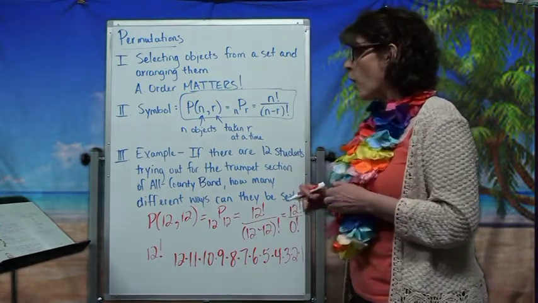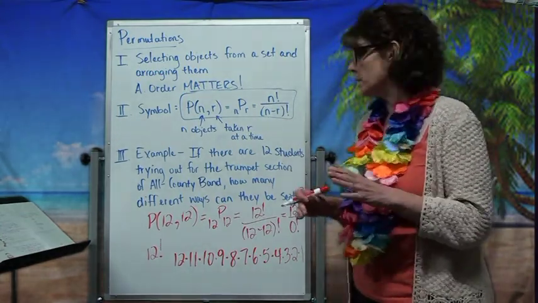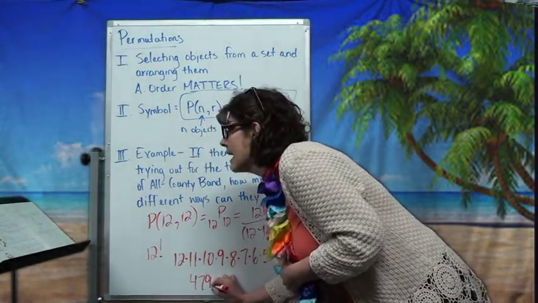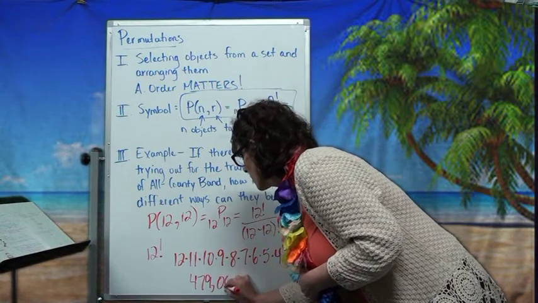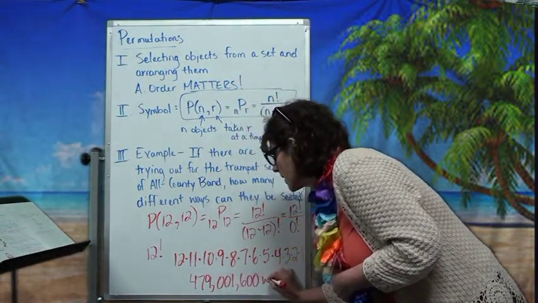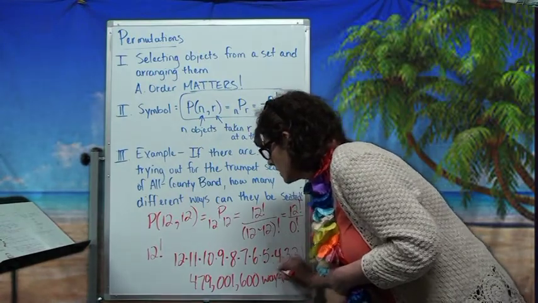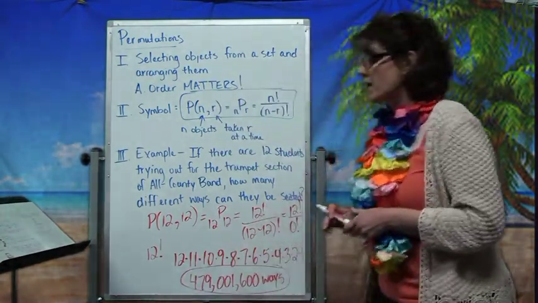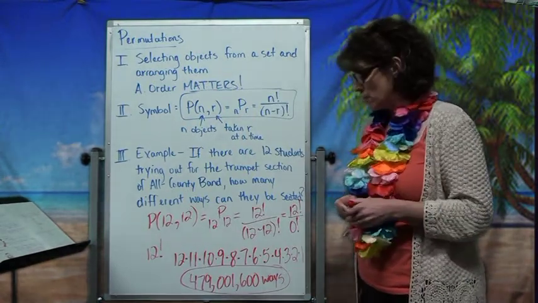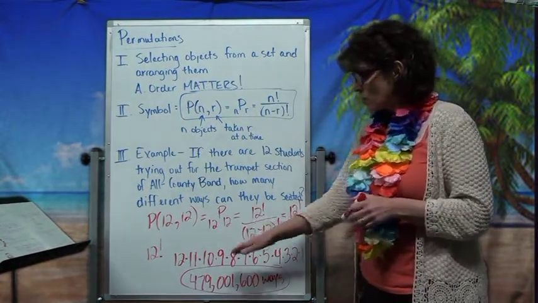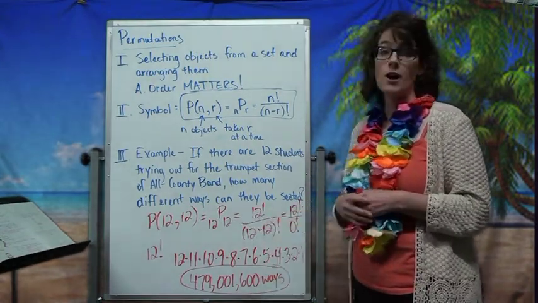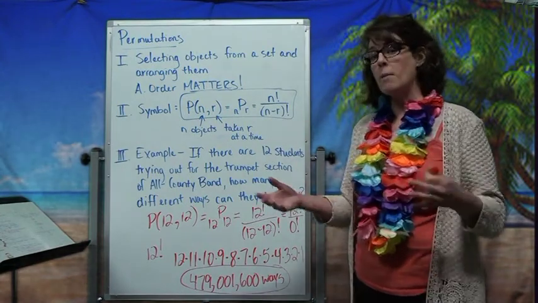And when I multiply all those numbers together, I get an enormous number, and that enormous number is 479,001,600 different ways that I can arrange these 12 students in the 12 chairs of the trumpet section, because the order that I arrange them matters tremendously. And so that tells me all the different combinations. Notice that I'm not listing all the combinations. That's entirely too many to list. But I do know what my options are.